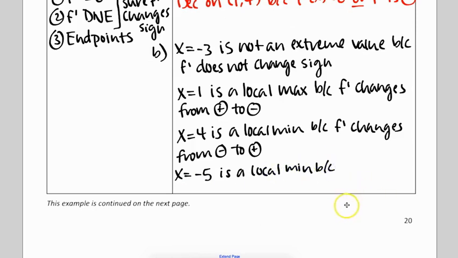Now, when we justify it, we have to say a couple things. We need to say that it's either a left or right endpoint, and then we need to say what the sign of f prime was to the right or left. So this was a left endpoint, and f prime was positive to the right.